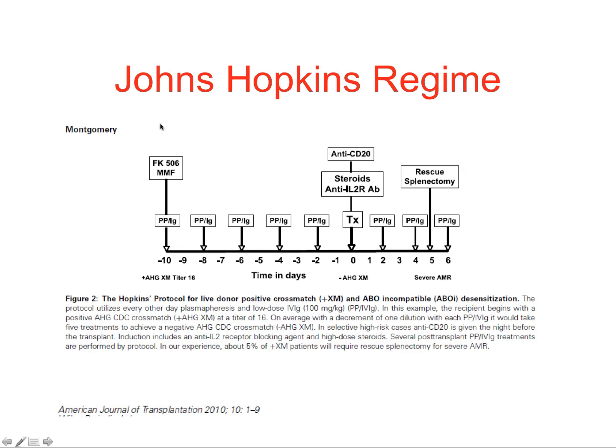So I can't go through every regime, but this is a typical example. This is one of the other big US centres, Johns Hopkins. So they're starting the tacrolimus and mycophenolate 10 days before the transplant. This is true for ABO and HLA-incompatible transplants. They're doing alternate daily plasmapheresis with low-dose immunoglobulin. They're giving the anti-CD20 at the time of transplantation, along with the steroids and the anti-IL-2 receptor antibody. And then they're continuing with antibody removal after transplantation.